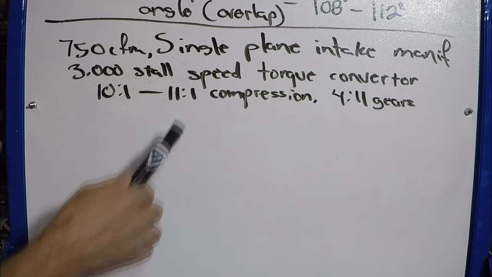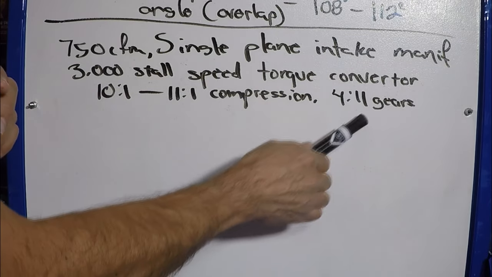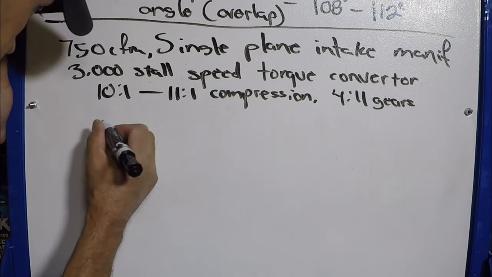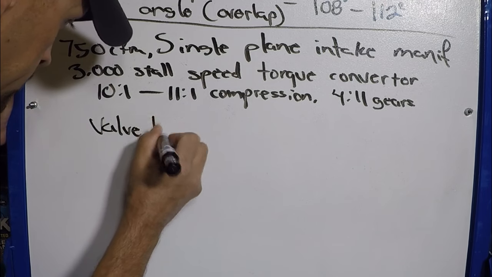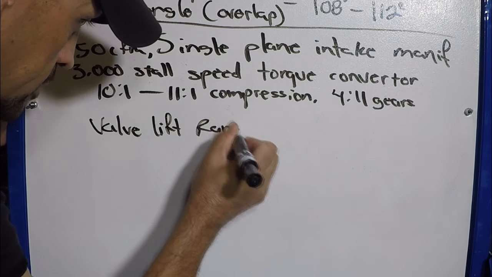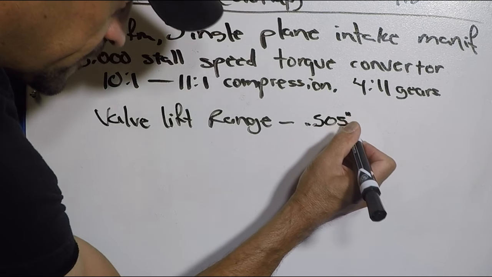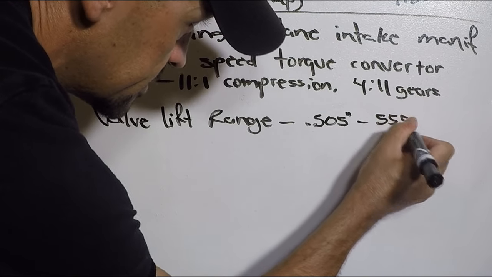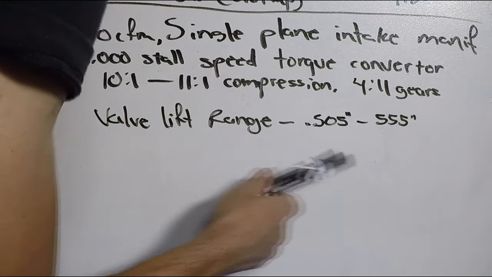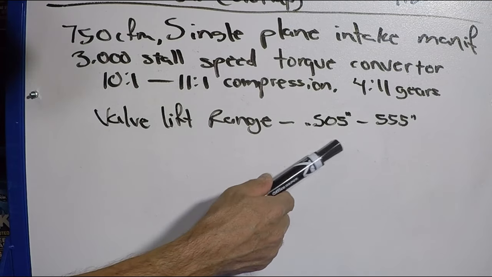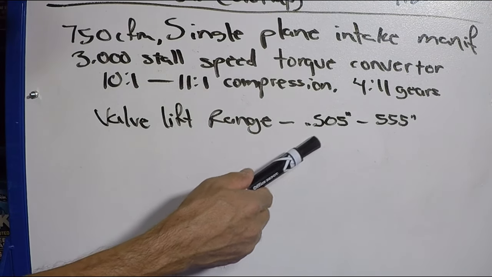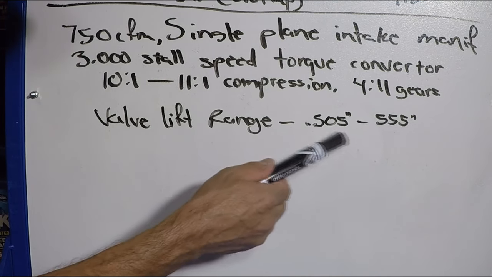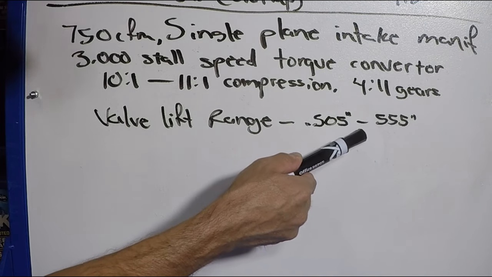So now that we have this engine in this configuration, this torque converter, these gears, what kind of camshaft range are we looking for? So on the valve lift range, anywhere from 505 thousandths of an inch lift all the way to 555 thousandths of an inch. Because, and of course you will make sure that you check your clearances, make sure nothing happens, but on the pistons there would be a recess for the valve, you would have different springs, or you would have a machine shop that already made this possible so you have no problems when it comes to coil bind.